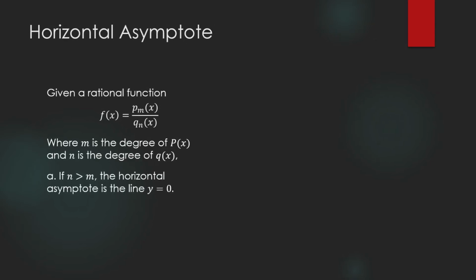Okay, so let us show why this is so, why it came to be that way, by showing you an example. So let's say our function is x plus 2 divided by x squared minus 1. The degree of your polynomial function in the numerator is 1. Here, the degree is 2. So n is greater than m. Okay, we were told that the horizontal asymptote of this function is the line y is equal to 0. So why did it come to be that way?